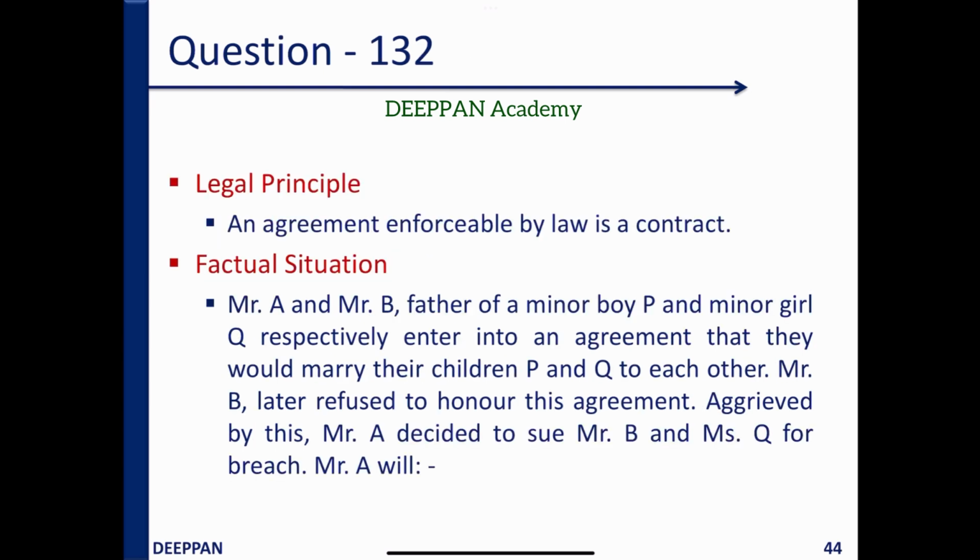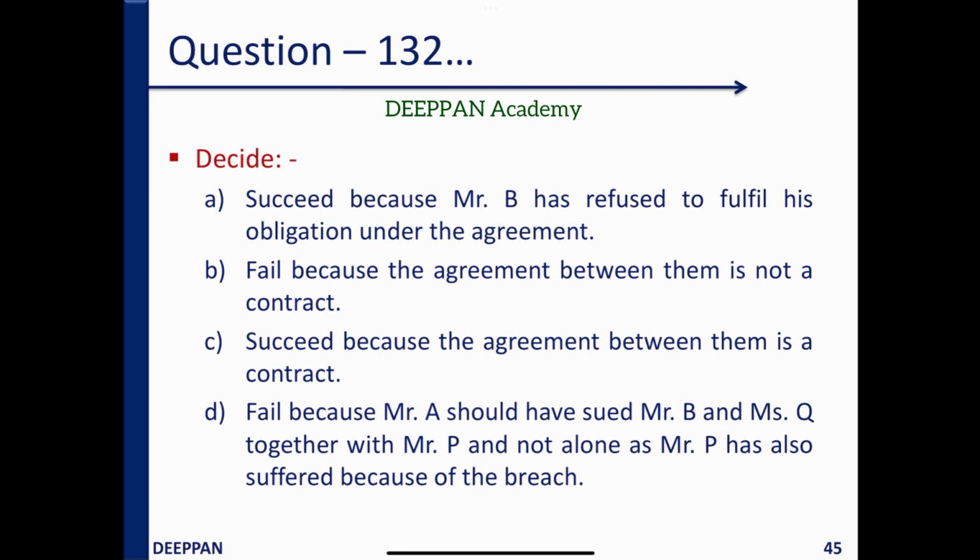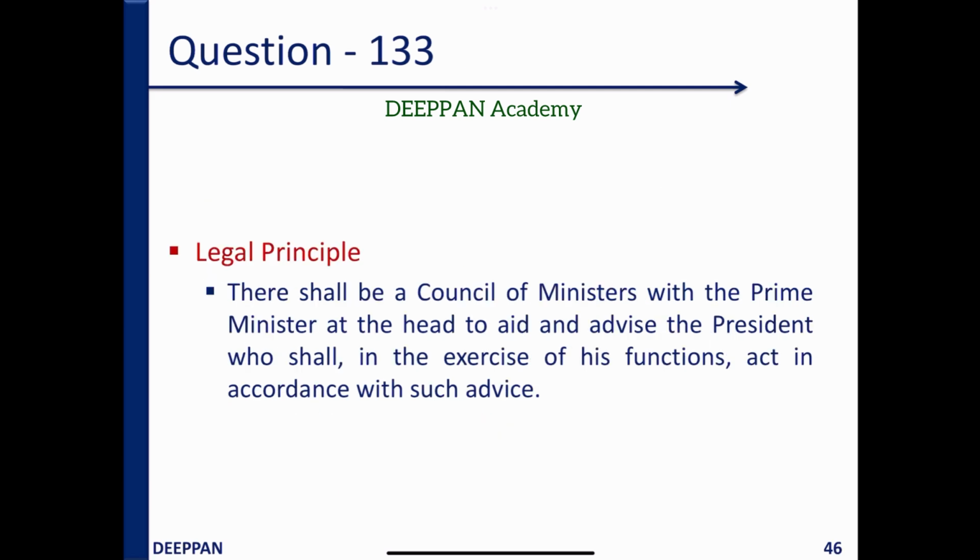Legal principle: an agreement enforceable by law is a contract. Factual situation: Mr. A and Mr. B, father of a minor boy P and minor girl Q, respectively, enter into an agreement that they would marry their children P and Q to each other. Mr. B later refused to honor this agreement. Aggrieved by this, Mr. A decided to sue Mr. B and Miss Q for breach. Mr. A will fail because the agreement between them is not a contract.